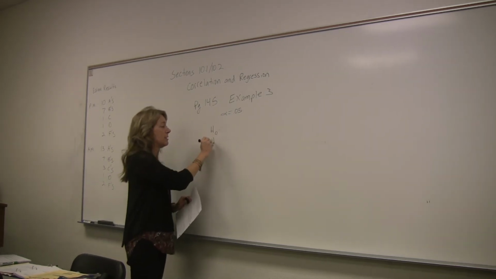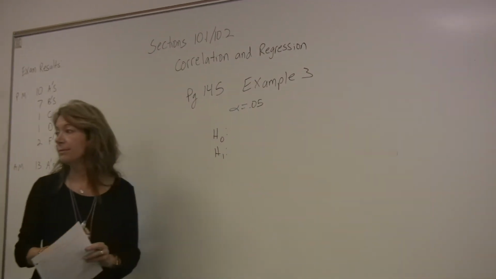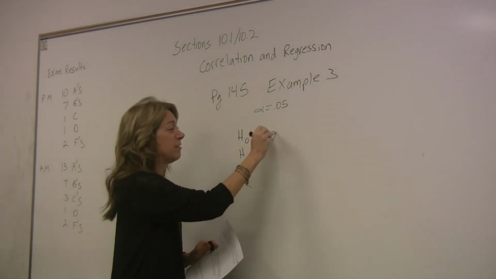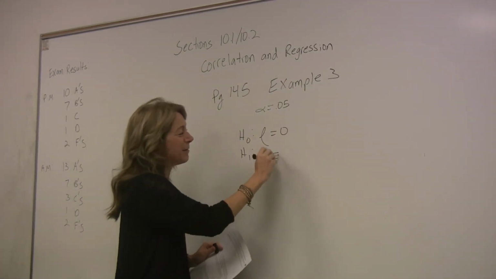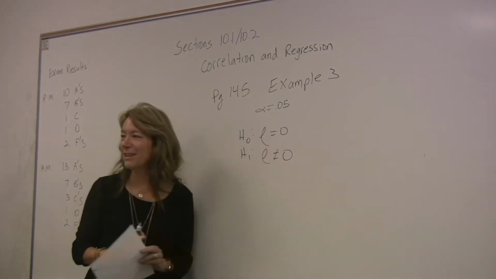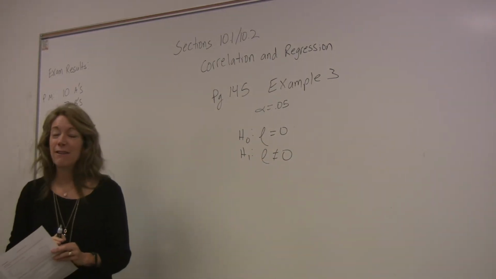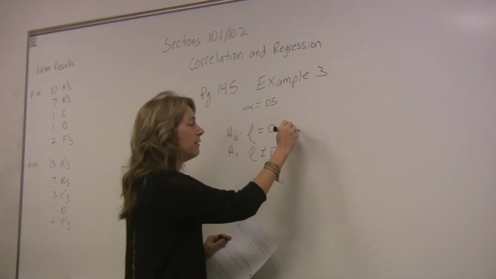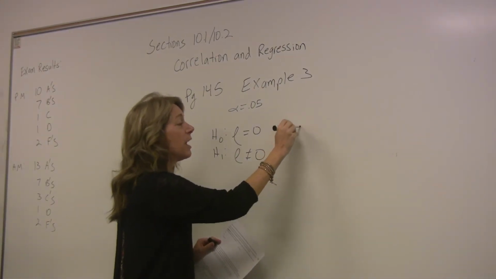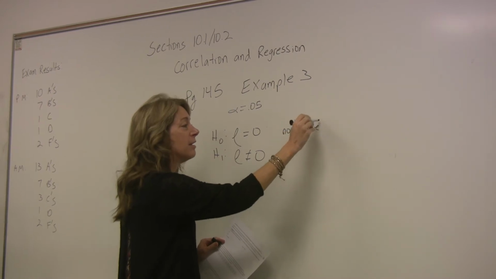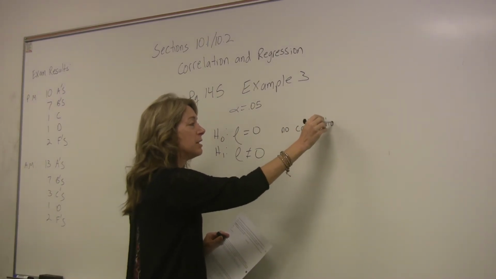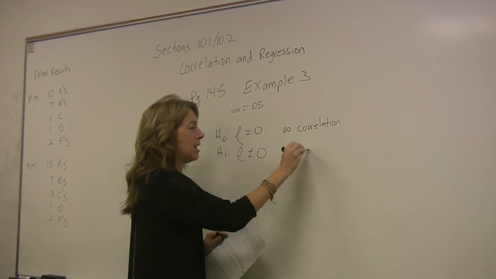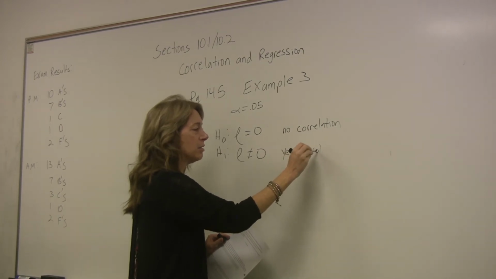What are my claims? Rho equals 0 and rho not equal to 0. It's not a p, it's a rho. It only looks like a p. If it were p, it'd be a proportion, a one-prop z test, something totally different. Rho equals 0 means there's no correlation, and not equal to 0 means there is a correlation.